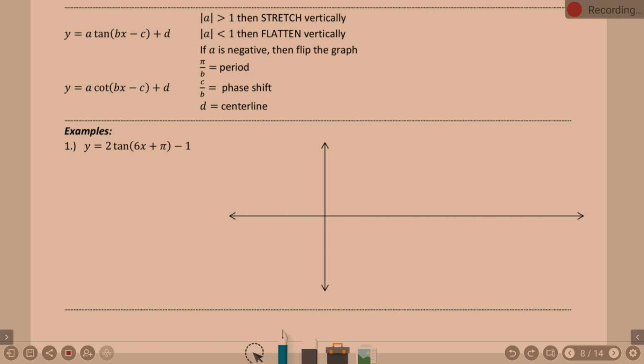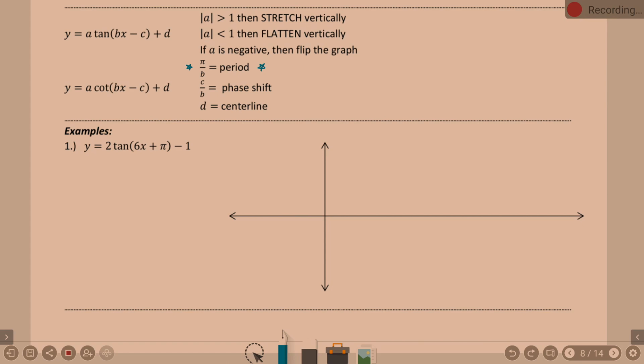Now, period. Period is what? Why is it pi over b? Yeah. What was our period in sine and cosine? That was 2 pi, so we did 2 pi over b in sine and cosine because the period was 2 pi. Tangent and cotangent, the period is pi, so to find the period, we just do pi over b. B still being the coefficient out front, right? Phase shift is still going to be c over b, and of course that's going to be opposite the direction of the sign. Okay, you ready?